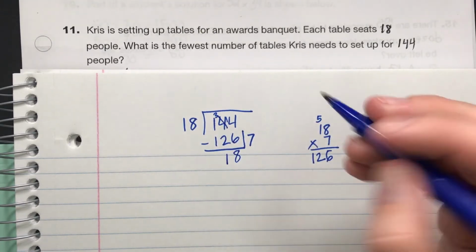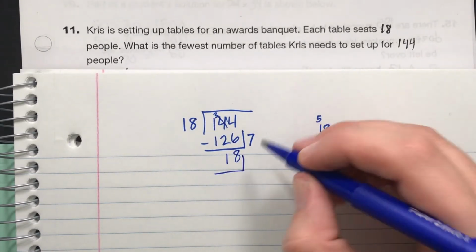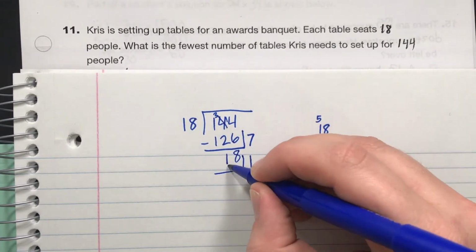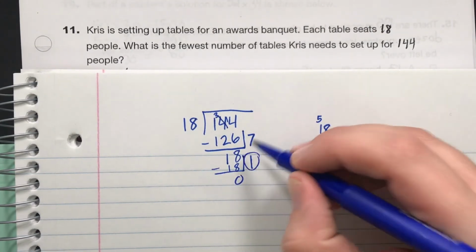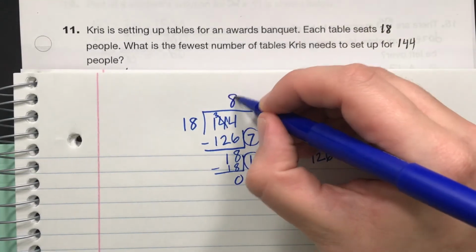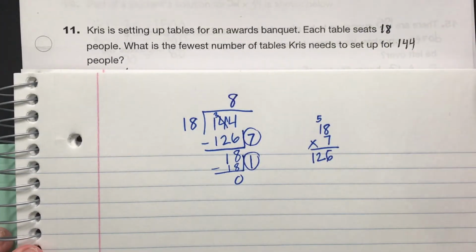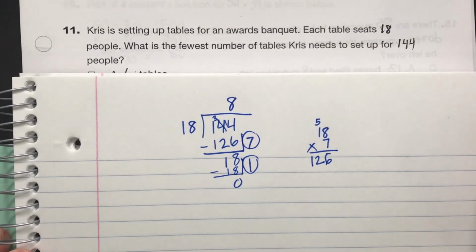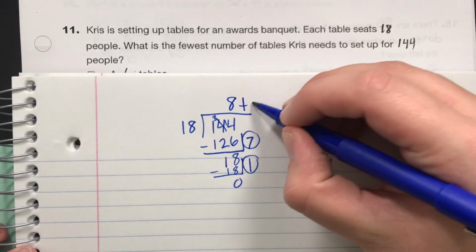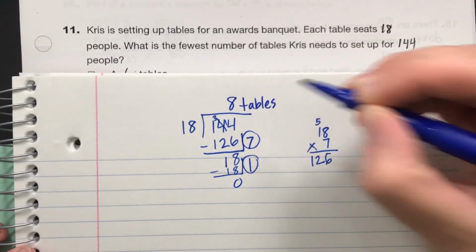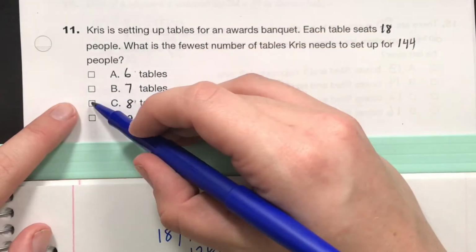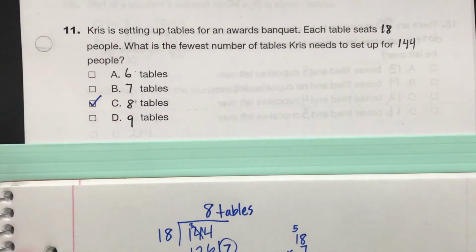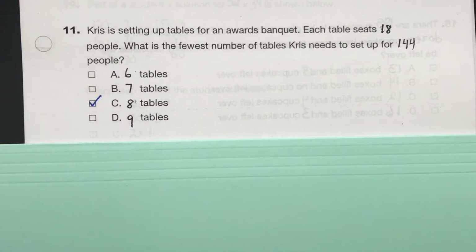Oh, now I have 18 left, and I know I can put 18 into 18 one time. I didn't leave myself much room there. Subtract, and I get 0. So then my answer is 8, and it's going to actually be 8 tables will be the answer. But in this case, it is multiple choice, and our answer will be C, 8 tables. Okay.